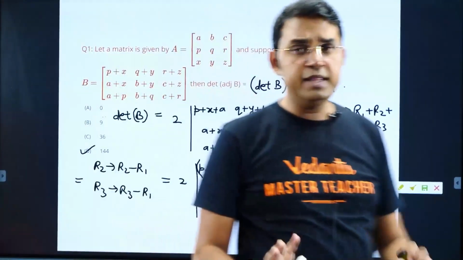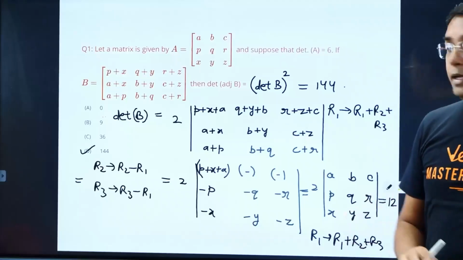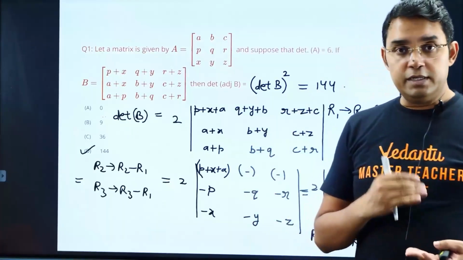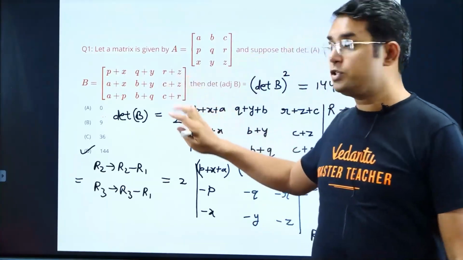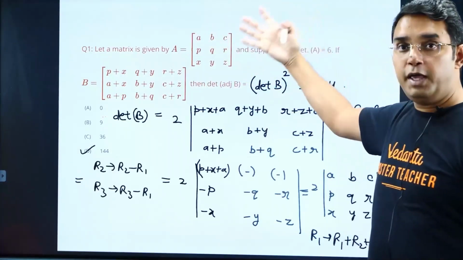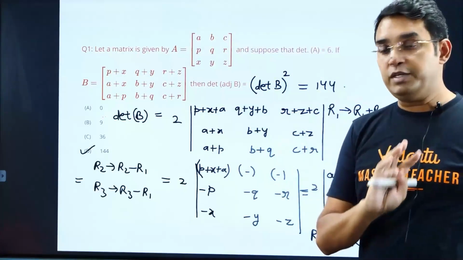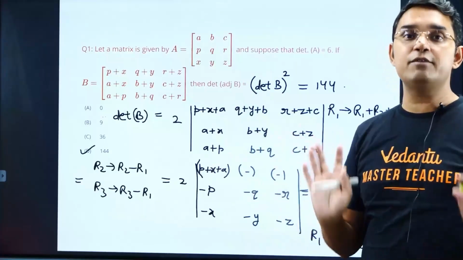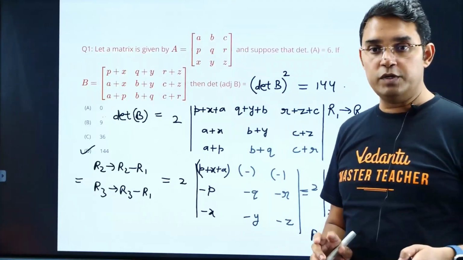I think question was not difficult. If you have done questions in determinant, you must have done this question also, where determinant of B becomes 2 times determinant of A. So if you remember such question, I think then this question is even easier for you. Okay, moving to the next question.